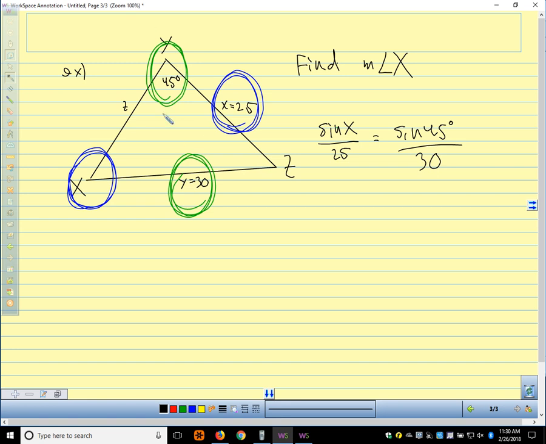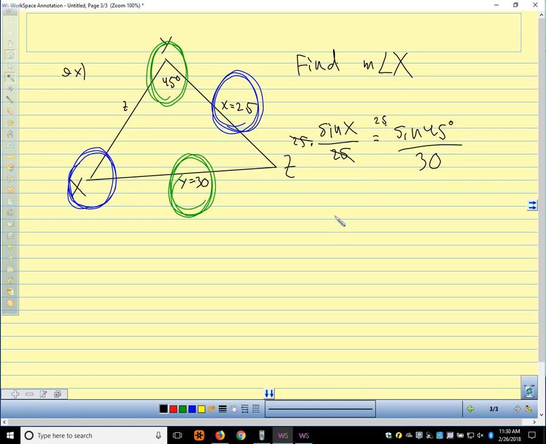So I have these two sides, or this angle and this side. So I want to make a pair with those two. And we're looking for this angle, and I have this side, so I want to make a pair with those two. And sine of X, angle X, is what we're looking for. So I want to get sine of X by itself. This time all I have to do is multiply both sides by 25.